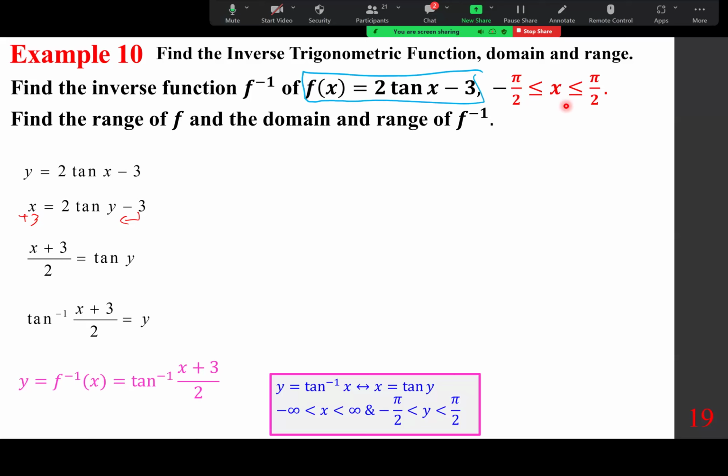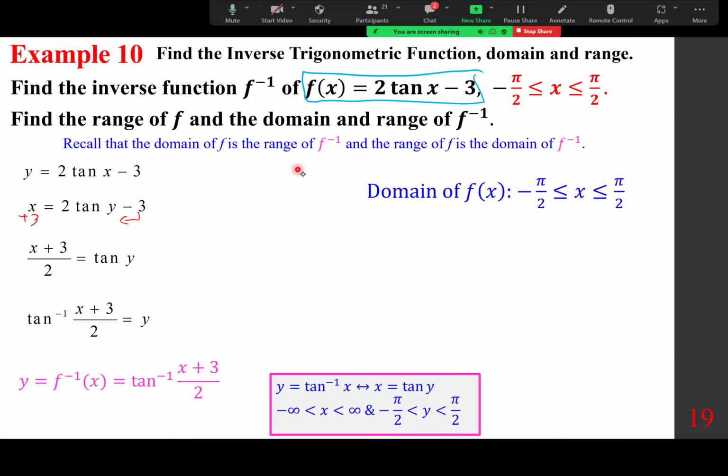The domain for f of x is given, therefore that's the range for f inverse. Domain of f of x is given as negative pi over 2 to pi over 2. Again, reminding you that the domain of one is the range of the other and vice versa. Therefore, the range of f inverse is the same thing. So again, bear in mind, this is x between negative pi over 2 and pi over 2, and this is y between negative pi over 2 and pi over 2 for f inverse.